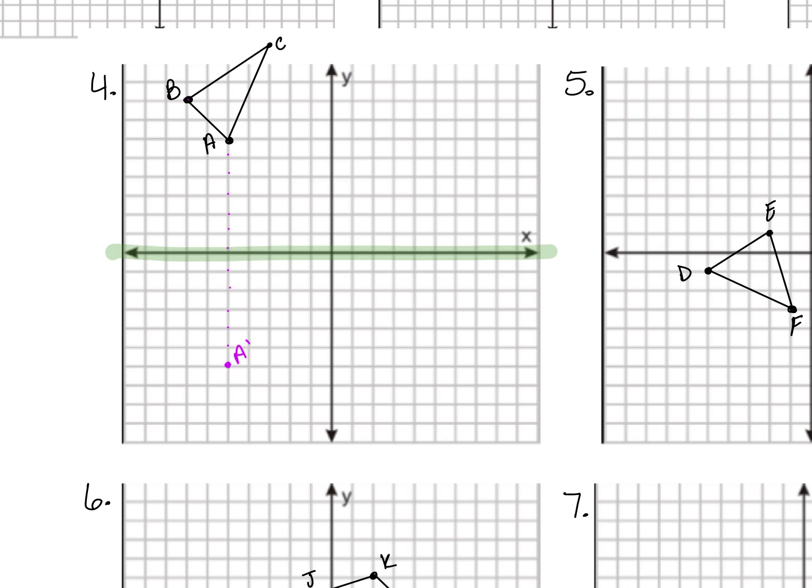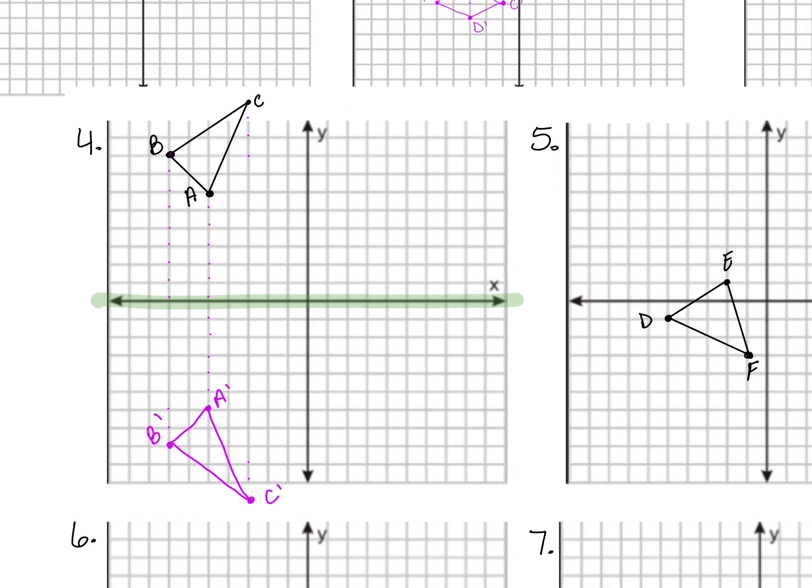Same thing with B. 2, 3, 4, 5, 6, 7, 8. So this is 6, 7, 8. This is where B is. C is 8, 9, 10, 11. This is what that graph should look like. Again, it's a little bit off the chart.